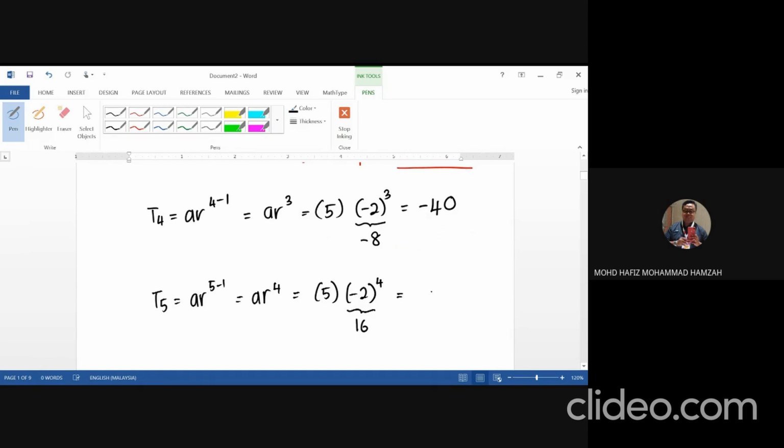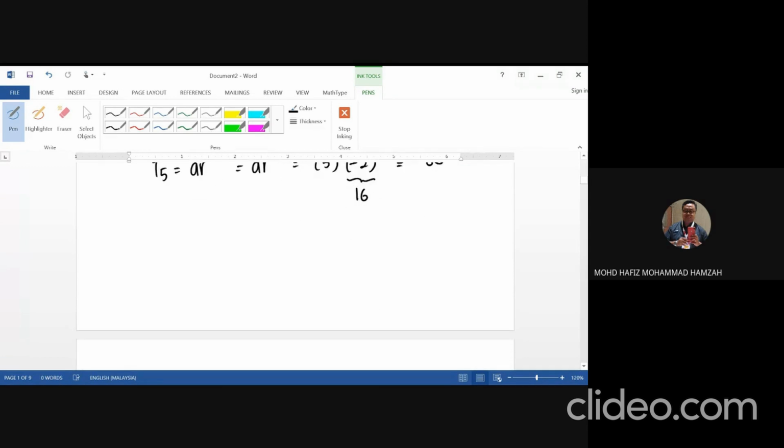16 times 3, 80. Okay, so you get 80. And T6 is AR to the power of 6 minus 1, so AR to the power of 5. So A is 5, R is negative 2 to the power of 5. So note that this will be negative.